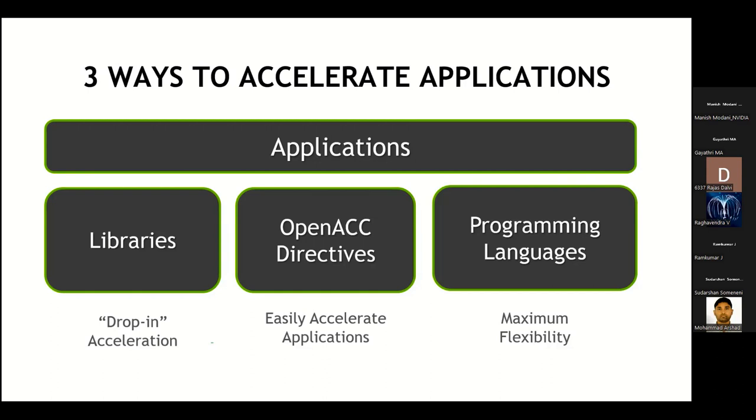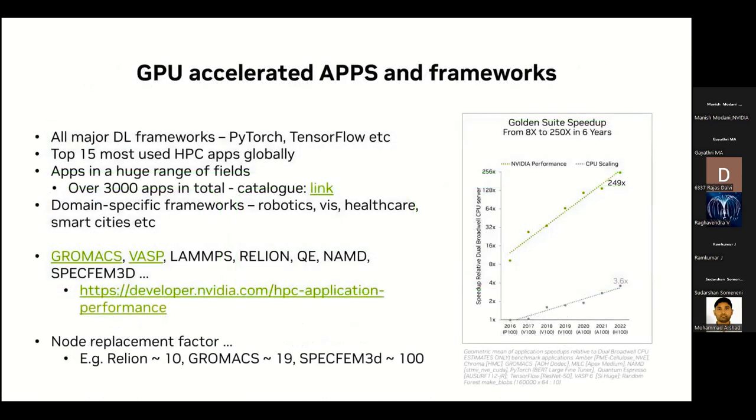But nowadays, in the majority of cases, even more than 90% of the cases, you will find that the commonly used frameworks, DL frameworks or HPC applications, are all already accelerated. And we are getting significant speedup from these applications. So there is no need to do it yourself; these accelerated applications are readily available. They are domain-specific frameworks, readily available. One can start using them and get a good speedup.